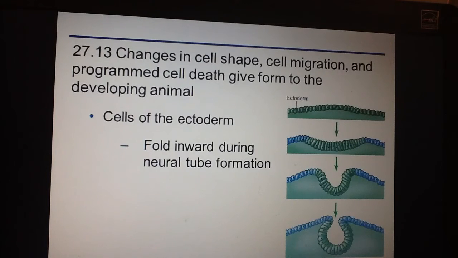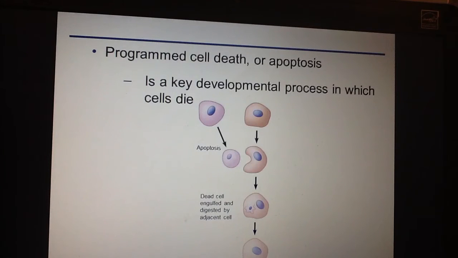Now, how does this happen? Cells have to change shape, they have to move, and some of them have to die in order for proper development to occur. If this proper cell death doesn't occur, we get defective cells. The cell death is called apoptosis, and apoptosis is critical for proper development. A cell will die because it's programmed to do so, and then it gets engulfed and digested by another cell, which allows the proper cell to grow and develop.